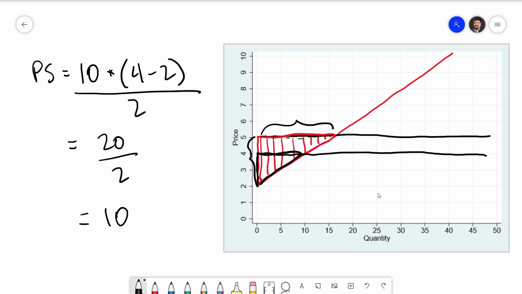Now that we've shown how to actually calculate a measure of economic welfare with the consumer and producer surplus, in the next video we're going to talk about how this all comes together in a market equilibrium.